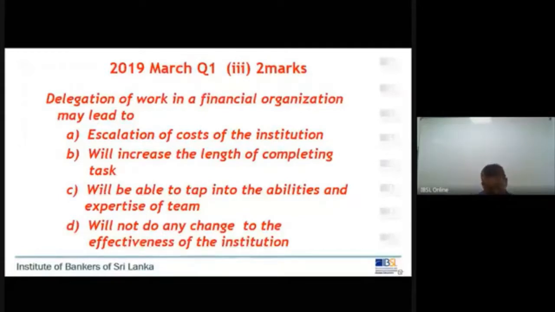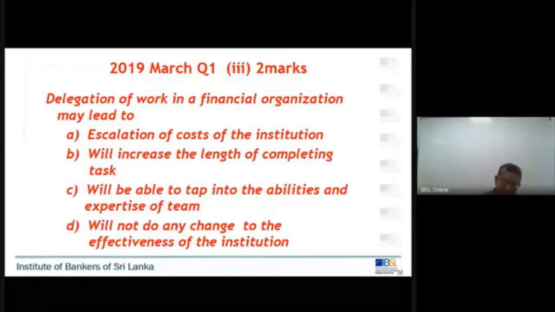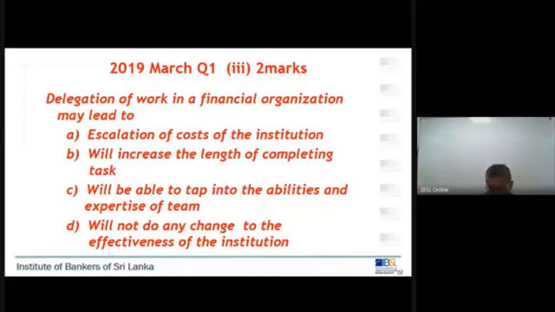So another way is through delegation, you improve the abilities and expertise of the team in the branch. Therefore, the correct answer is C. So you understood now what delegation is, what the objectives of delegation are, why we need to delegate, and why managers are a little bit reluctant to delegate. Now, have you heard the story called Subasayasa?